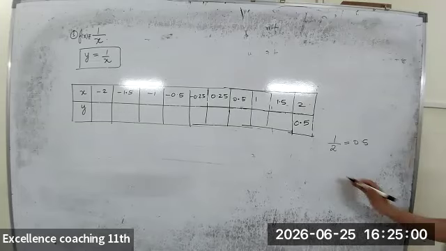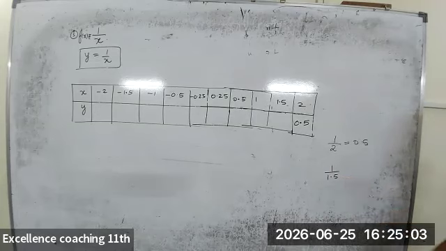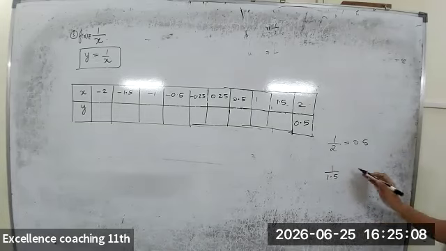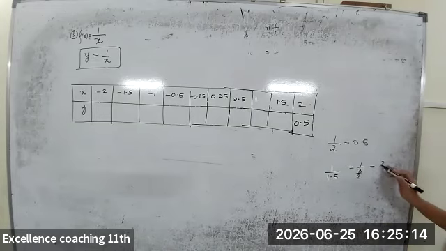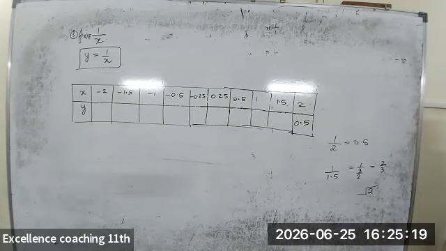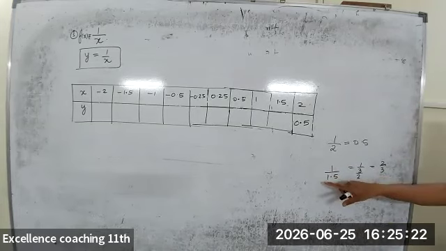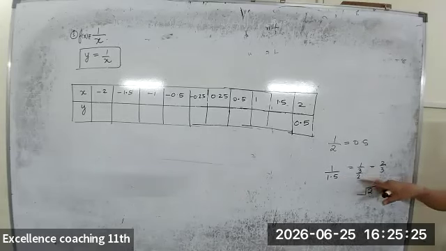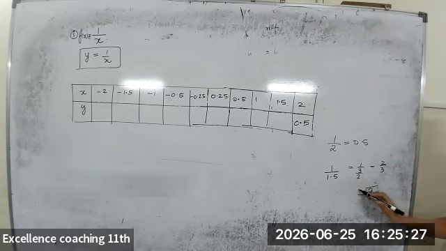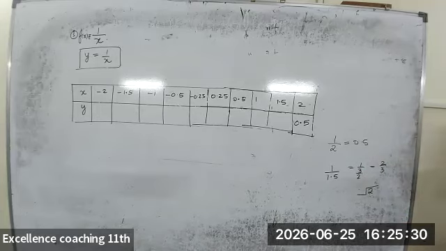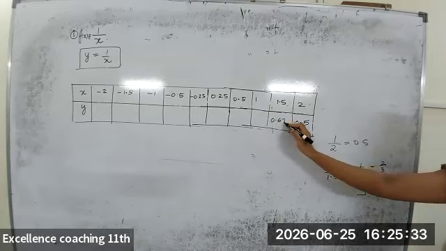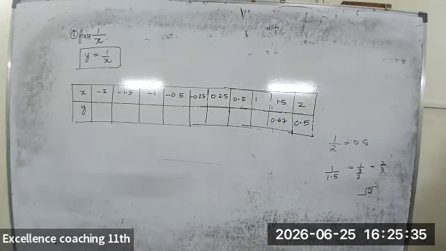Then 1 upon 1.5. 1.5 means how much? Half of 3, or 3 by 2 also you can write. Now divide 2 upon 3 and see. 1.5 means 3 by 2. 1 upon 3 by 2 will become 2 by 3, which is 0.666 and it will continue. So you can take it as 0.67, roughly at least 0.6. That is okay.